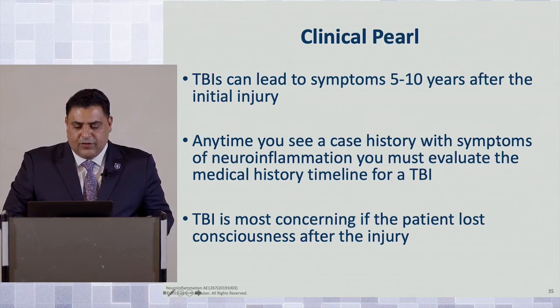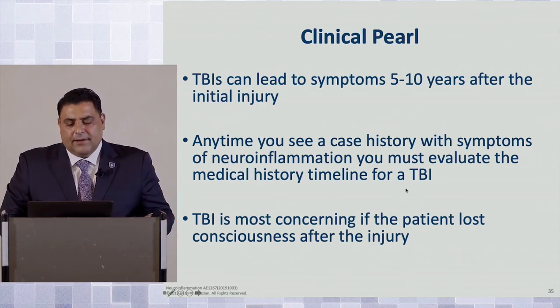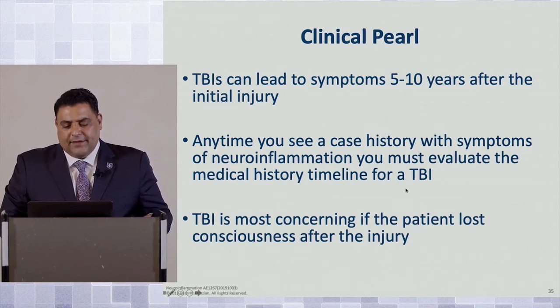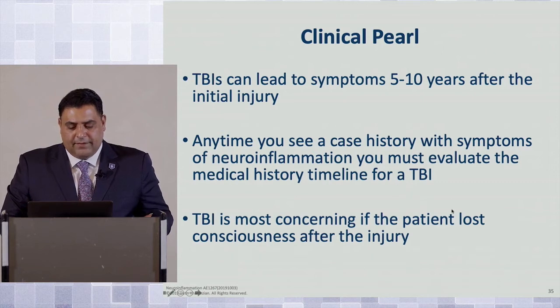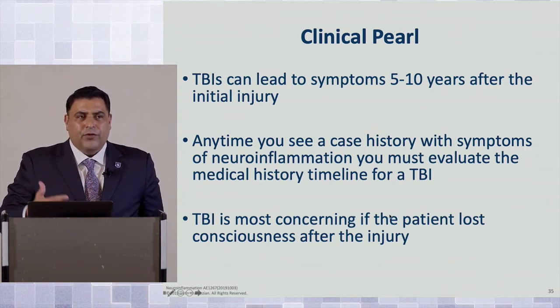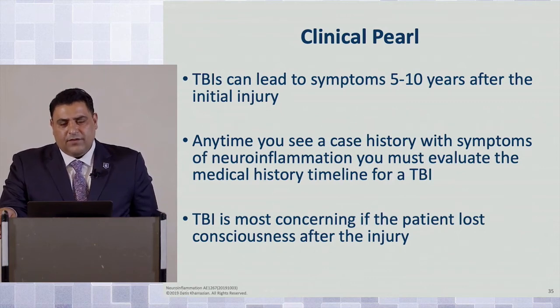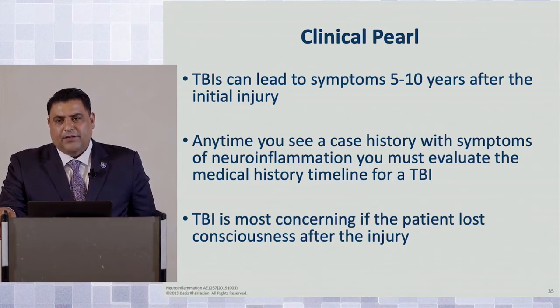Anytime you see a case history with symptoms of neuroinflammation, like they can't think, they can't focus, the brain symptoms get pronounced or activated from inflammatory triggers, you've got to think of past history of a TBI. And TBI is the most concerning if the patient lost consciousness after the injury. You should know that if a person has a significant injury where they lose consciousness, you have some degree of glial cell priming caused by that injury.